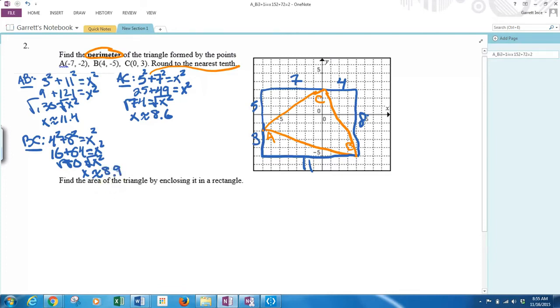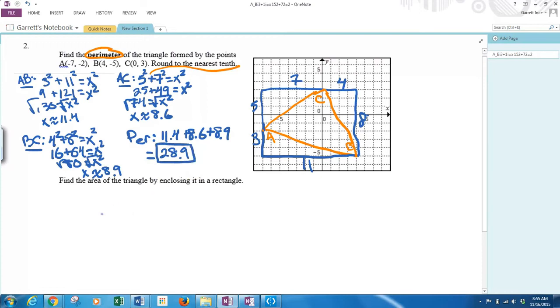8.9. Now, I'm finally feeling ready because the perimeter is the addition of all sides, and we now have the length of all sides, which means that the perimeter is equal to 11.4 plus 8.6 plus 8.9. Carefully using the calculator, this is going to simplify to 28.9.